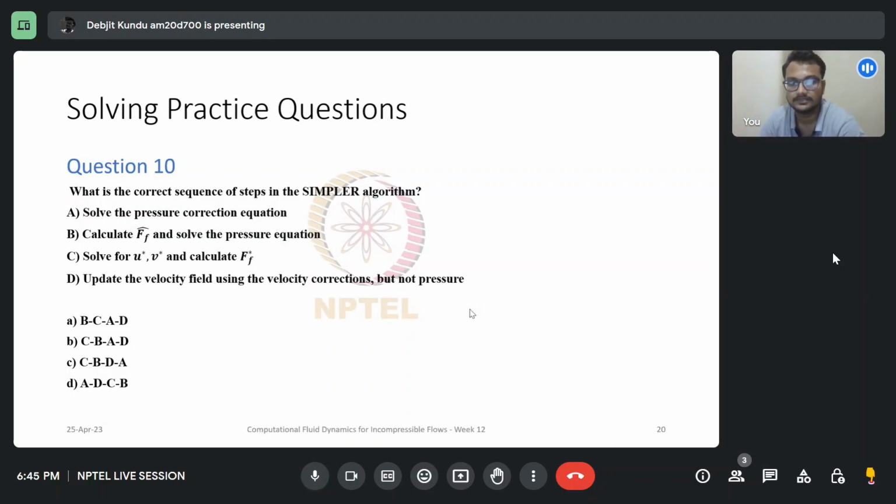This is question number 10, the last question of today's session, which is asking us, what is the correct sequence of steps in the SIMPLER algorithm? There are 4 steps given below. Step A is solve the pressure correction equation. Step B is calculate u hat, v hat and solve the pressure equation. Option C is solve for U star and V star and then calculate u star. And option D, update the velocity field using the velocity corrections but not pressure. So this is something we saw earlier, that in the SIMPLER algorithm only the velocity field is corrected and the pressure field is not corrected.